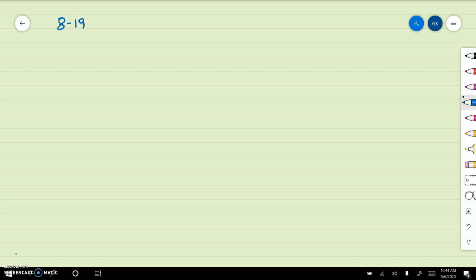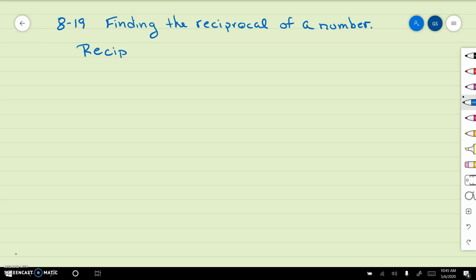Today we're going to do lesson 819, which is going to be finding the reciprocal of a number. Okay, so what does the word reciprocal mean? Let's just write that down. R-E-C-I-P-R-O-C-A-L. So reciprocal is like turning a number upside down.